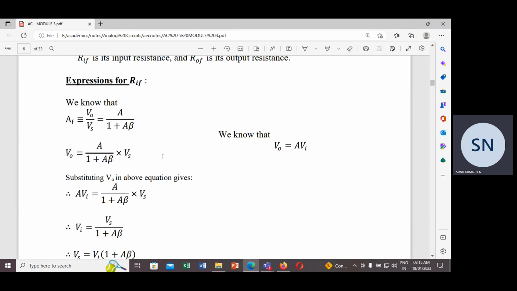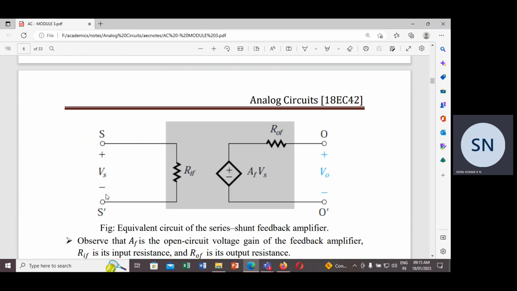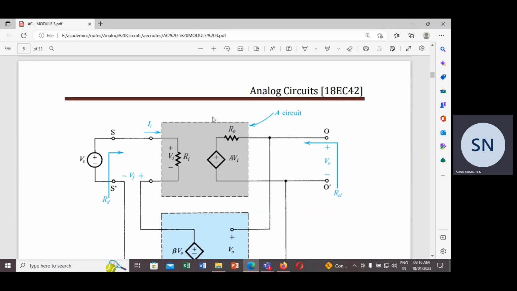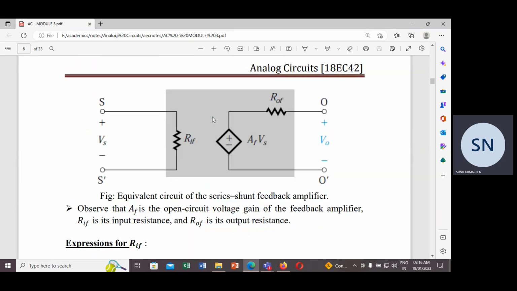So for the input resistance with feedback, we have to consider the equivalent circuit of the series shunt. This is the ideal series shunt feedback amplifier, so the corresponding equivalent circuit can be written like this. It is going to have a gain of AF, because it is the feedback gain, multiplied with the signal input Vs. When I write the equivalent circuit, you have to pay attention. If you don't pay attention here, then obviously the subject is going to be difficult.